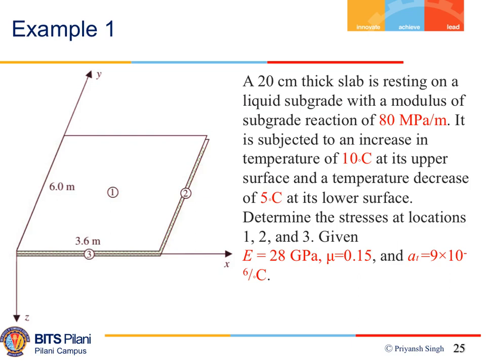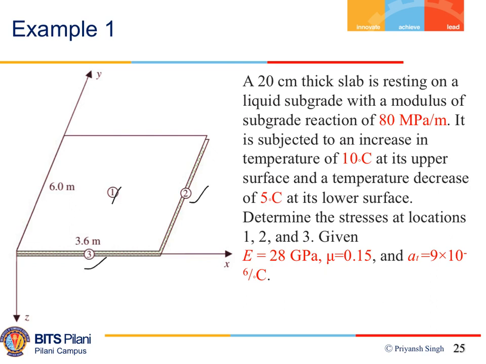Hello. In this part of the lecture, we are going to discuss the three examples which I have given in the first part of the rigid pavement lecture. So the first problem was to determine the stresses due to thermal variation in the rigid pavement at the location given in this figure. So we have to determine the stresses at location 1, location 2 and location 3.